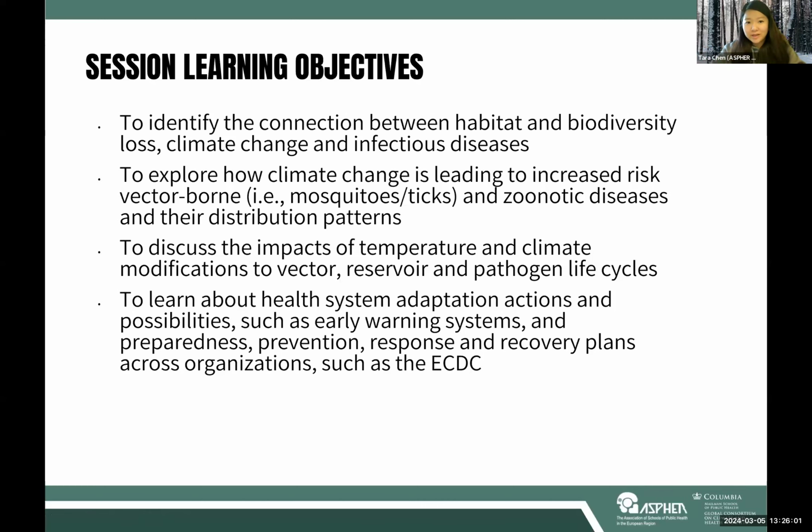So today's learning objectives: we were able to identify the connections between habitat, biodiversity loss, climate change, and infectious diseases. We were exploring how climate change is leading to increased risk to vector-borne and zoonotic diseases and their distribution patterns. We were discussing the impacts of temperature and climate modifications to vector, the reservoir, and the pathogen life cycles. And we're learning about all these different health system adaptation actions and possibilities, such as these early warning systems.